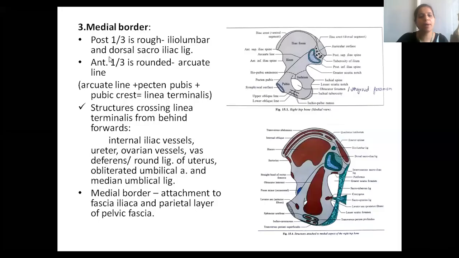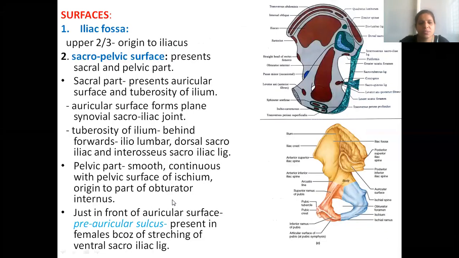The posterior 1/3 is very close to the ligaments. What are the ligaments I told you just now? Iliolumbar and dorsal sacroiliac ligaments. The anterior 1/3 is rounded and it is in continuation with this line, that is nothing but the arcuate line. All these structures you need not worry much about, and that's why I'm skipping it.